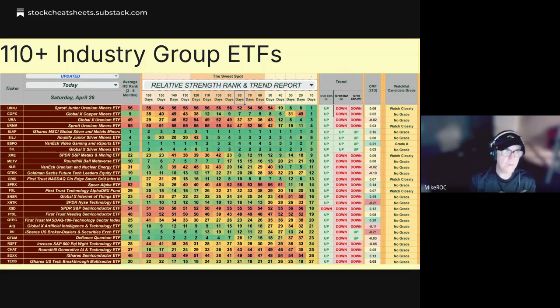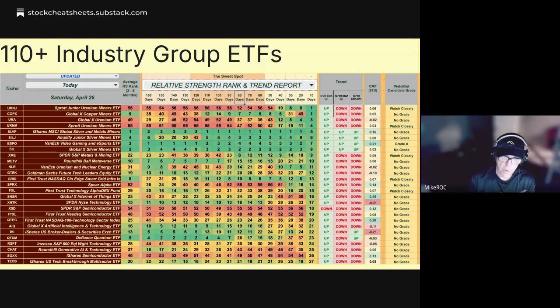It means that, for example, and I'm just going to use the uranium junior miners here, I'm going to use the extreme left-hand column that's marked after the actual ticker symbol and the description. We have an average relative strength rank over the past 3 to 6 months, or 60 to 120 trading days. We see 56. So out of roughly 110, it's actually more like 112 different industry group ETFs, the junior miners for uranium show up at about middle of the pack in that most important time frame.